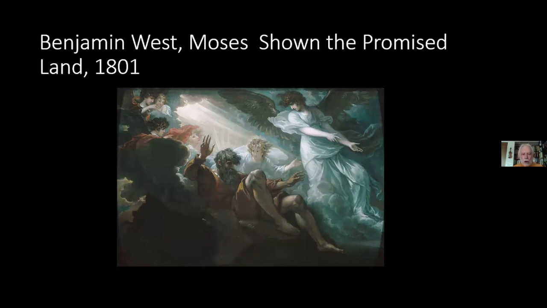Another subject, Moses Showing the Promised Land of 1801. Again, those of you who know your Bible, Moses did not enter the Promised Land. After the wandering in Egypt, he was forbidden. God said to him, because of his various sins, like smiting the rock that he was supposed to speak to, he was not going to enter the Promised Land, but he could see it. And so that is the subject of this particular painting.